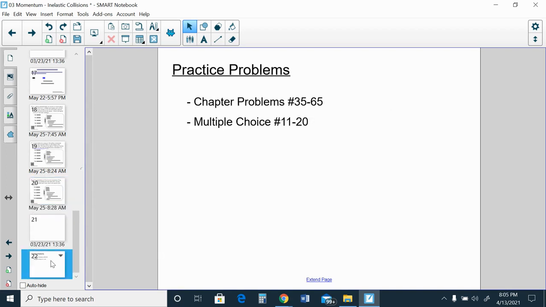Now, some of the practice problems that go along with this lesson, which can be found on Google Classroom, are chapter problems 35 to 65 and multiple choice 11 to 20. Some of those might include problems for elastic collisions, which we have not gone over yet, but were just mentioned in this lesson. So you can hold off on completing the elastic collision problems for now, unless you really want to give them a try.